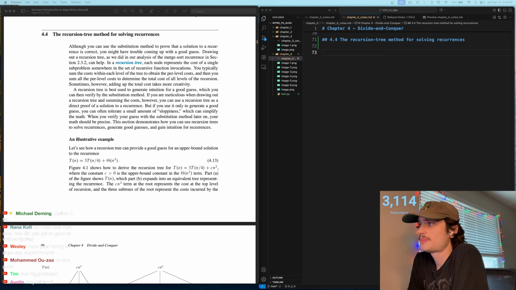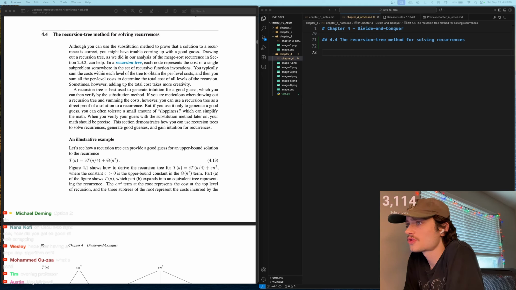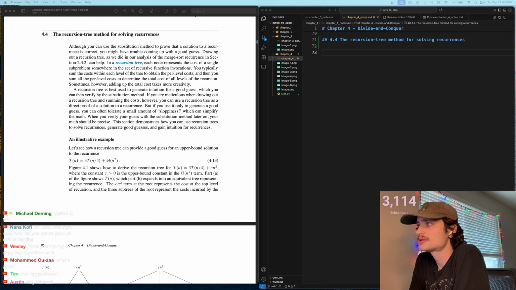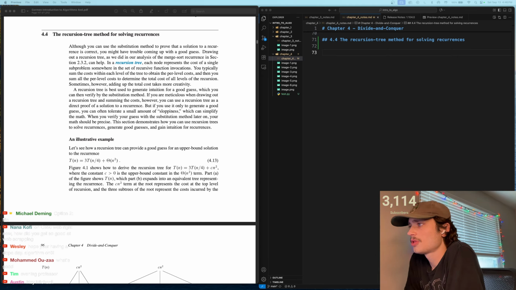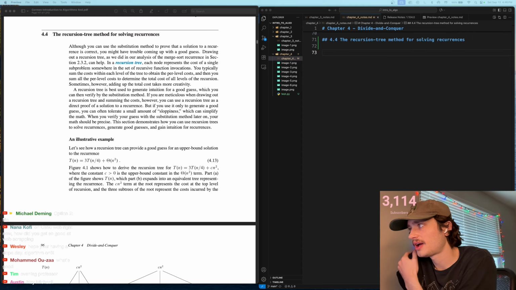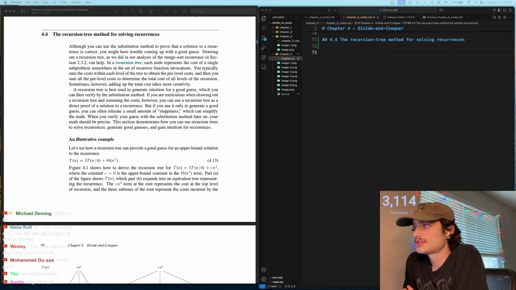A recursion tree is best used to generate intuition for a good guess, which you can then verify by the substitution method. If you are meticulous when drawing out a recursion tree and summing the costs, however, you can use a recursion tree as a direct proof of a solution to a recurrence. But if you use it only to generate a good guess, you can often tolerate a small amount of sloppiness, which can simplify the math. When you verify your guess with the substitution method later on, your math should be precise. This section demonstrates how you can use recursion trees to solve recurrences, generate good guesses, and gain intuition for recurrences.